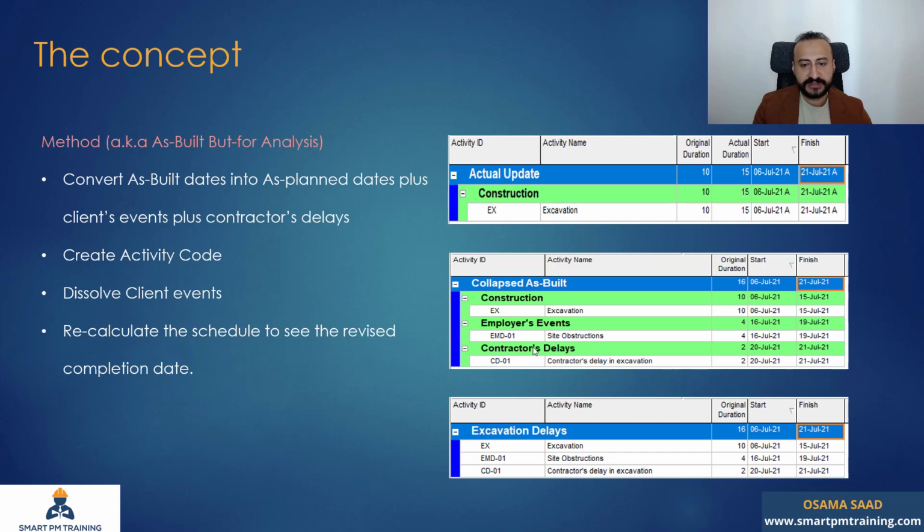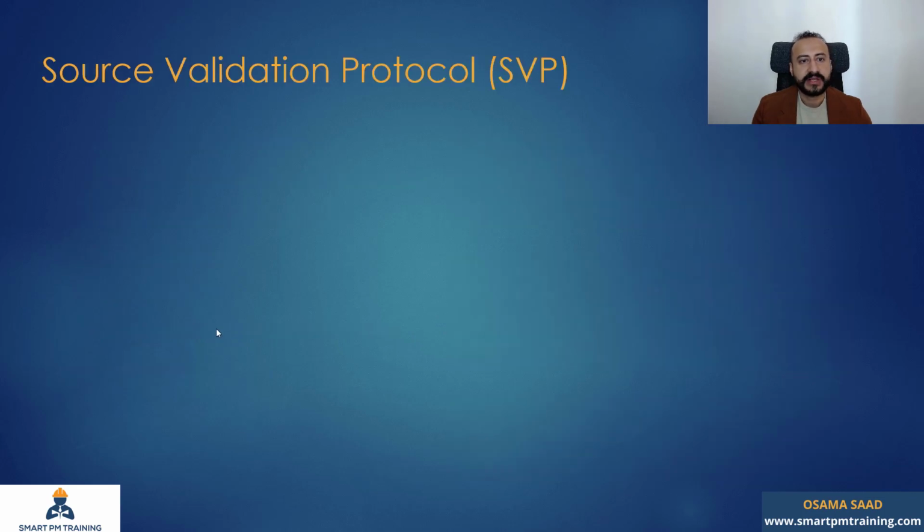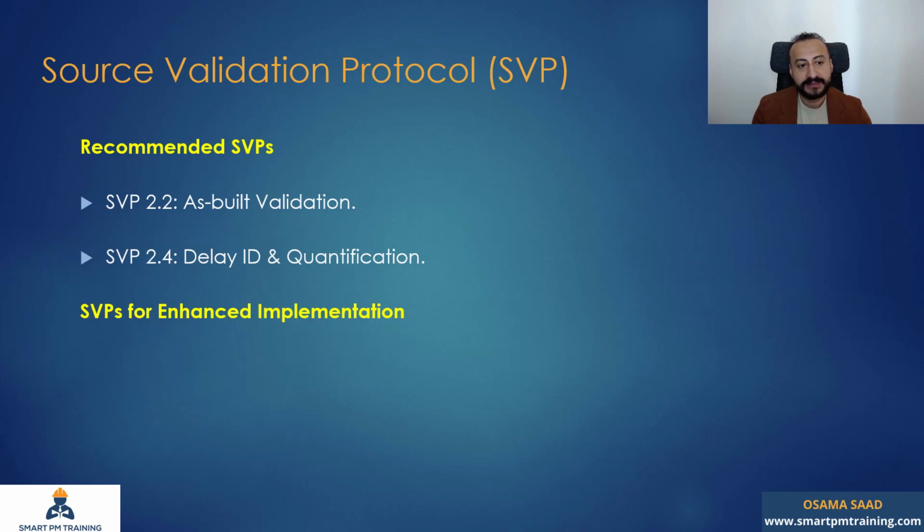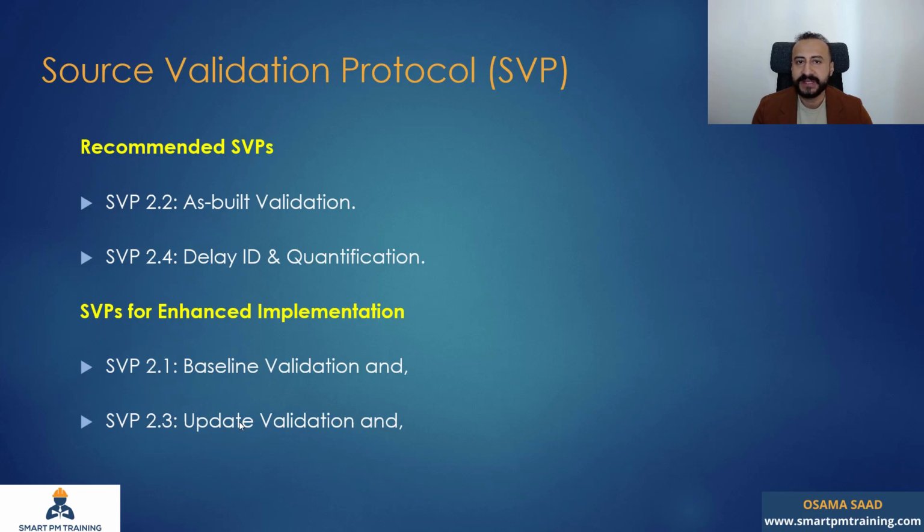You can have different scenarios, and when you dissolve the events, you can recalculate the schedule. What are the source validation protocols? I need the as-built validation, right? Because I want to create the new schedule based on my as-built. I need my delay ID. I don't really need the baseline, if it makes sense. It's under enhanced implementation, but it is not the minimum requirement. I also don't need update validation.